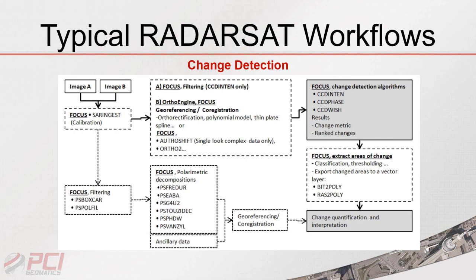And we have best practices for working your way through a change detection workflow in this case, starting with ingestion or importing of the two images, some filtering, then we could do some polarimetric decompositions, and perform our change detection algorithms. We have tailored change detection algorithms for radar imagery. These will look at coherent change detection in the intensity and the phase, and then we can also classify the changes using a Wishart classification algorithm that's available.